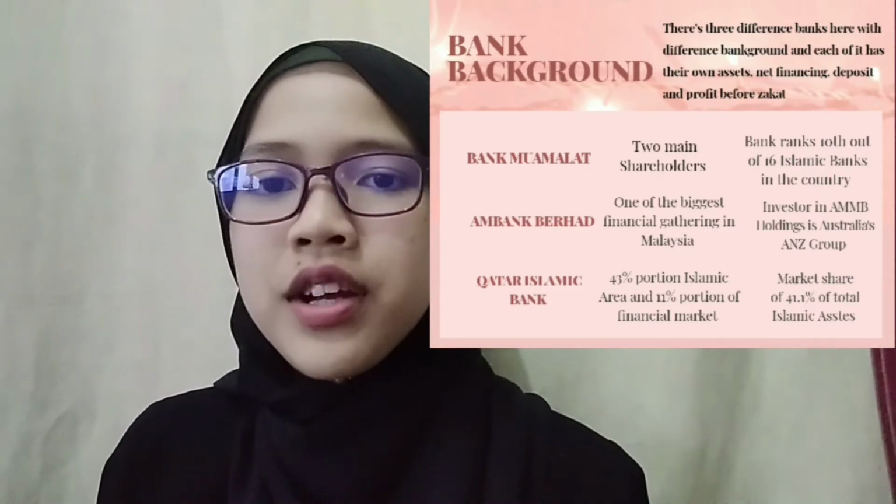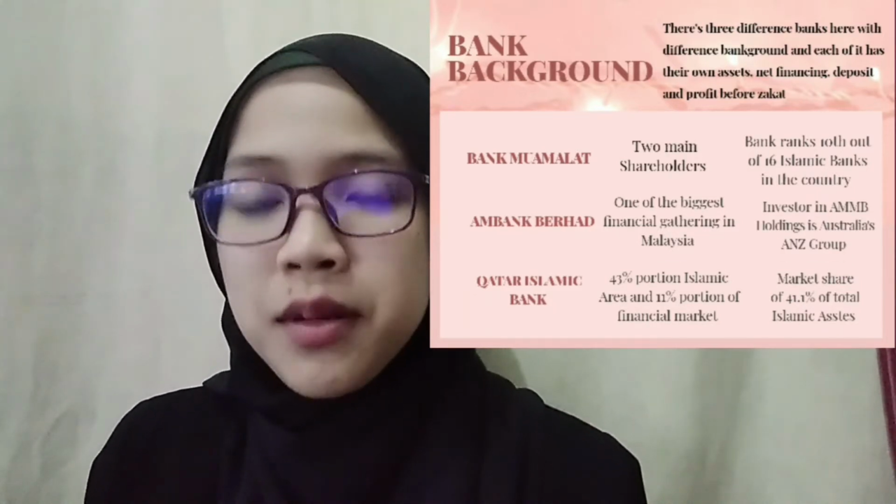For the bank background, there is a specific part that has been summarized, and these three banks have similar elements, which are asset, net financing, deposit, and profit before zakat. Since all banks have their own total asset, net financing, deposit, and profit before zakat, there must be specific amounts too. I will not present them here since it would be really detailed and need a really long explanation about where the money comes from. It is in the report already.